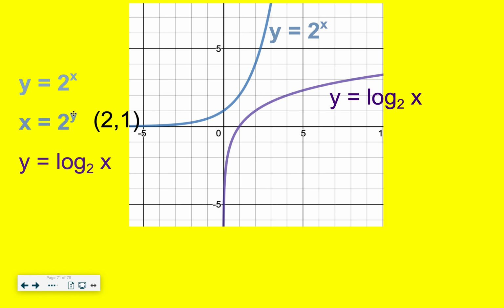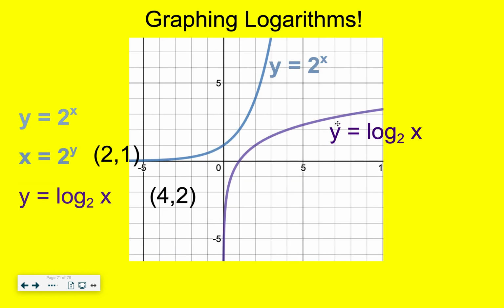And I could do more. If I put 2 in for y, 2 squared is 4, so then I know that 4, 2 is a point as well. You can see that 4, 2 is a point on the log graph as well. We're going to go more deeply into this, but I just want you to understand the log graph is the inverse of your exponential graph. Also remember, inverses reflect over the line y equals x. So if you envision that line y equals x, you might be able to see those reflections from there.